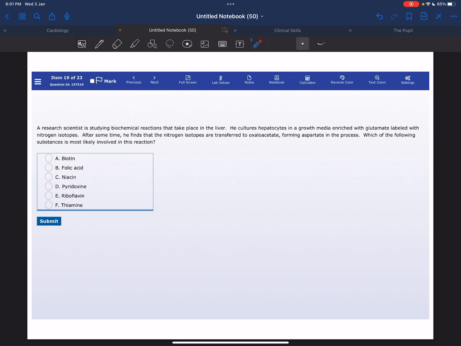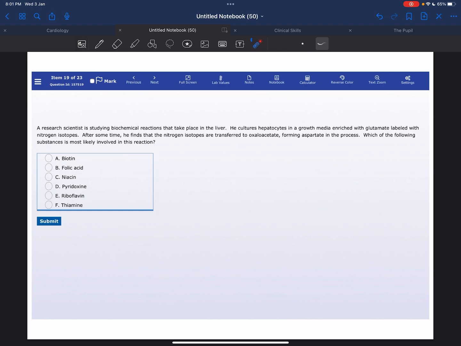question of the biochemistry block. A research scientist is studying biochemical reactions that take place in the liver. He cultures hepatocytes in a growth media enriched with glutamate labeled with the nitrogen isotopes. After some time, he finds that the nitrogen isotopes are transferred to oxaloacetate, forming aspartate in the process. Which of the following substances is most likely involved in this reaction?